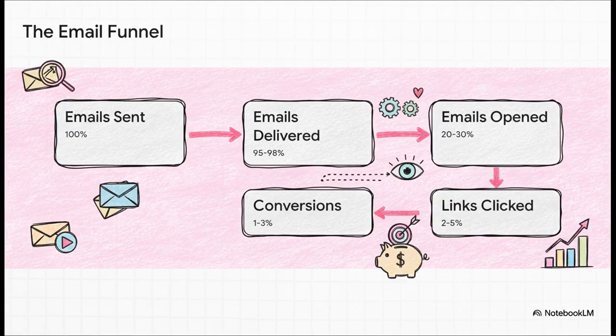This visual just lays it all out so perfectly. You can see the email marketing funnel right here. You start with 100% of your emails going out, and then at each step you see a little drop-off. Your job is to keep that funnel as wide as you possibly can every step of the way, so you get more of those amazing conversions at the very end.